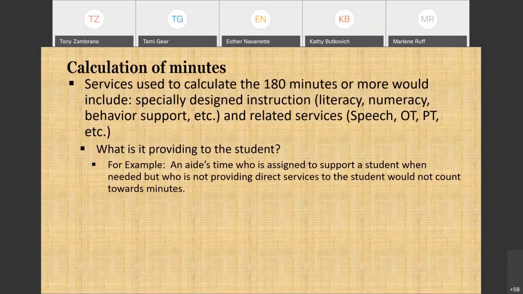But let's say the aide's in the classroom, and most of the time they're just sitting in the classroom, but there are 4 15-minute chunks where the aide actually is talking to the student and providing direct services and showing them, again, maybe re-going over the instructions, then that time could count.